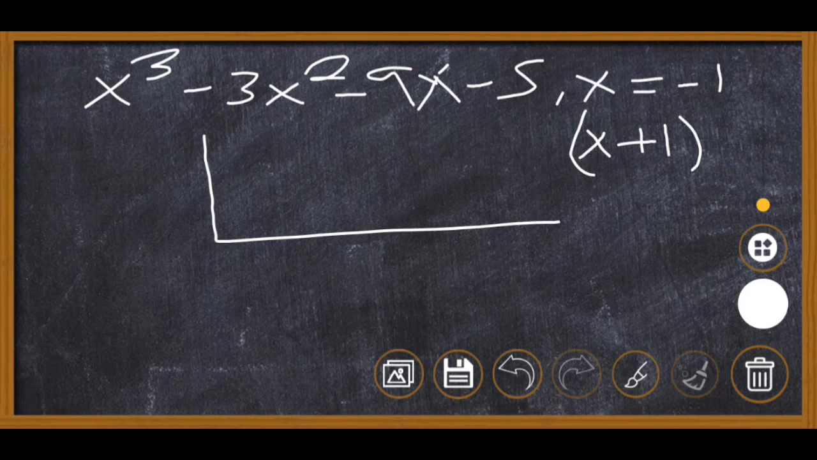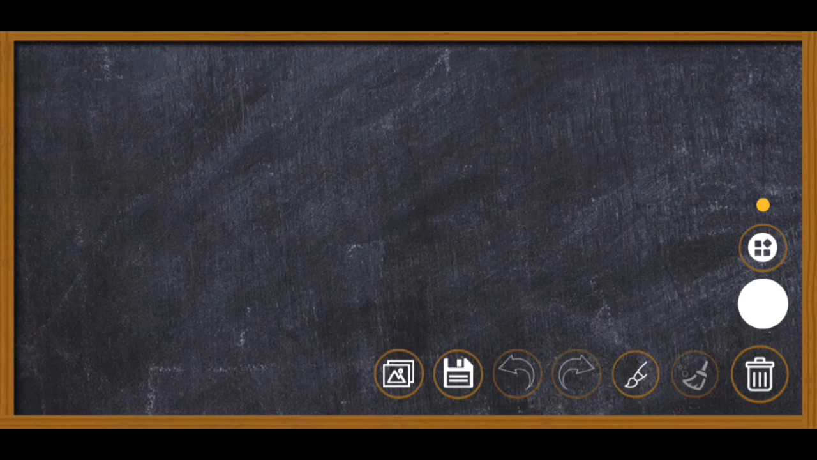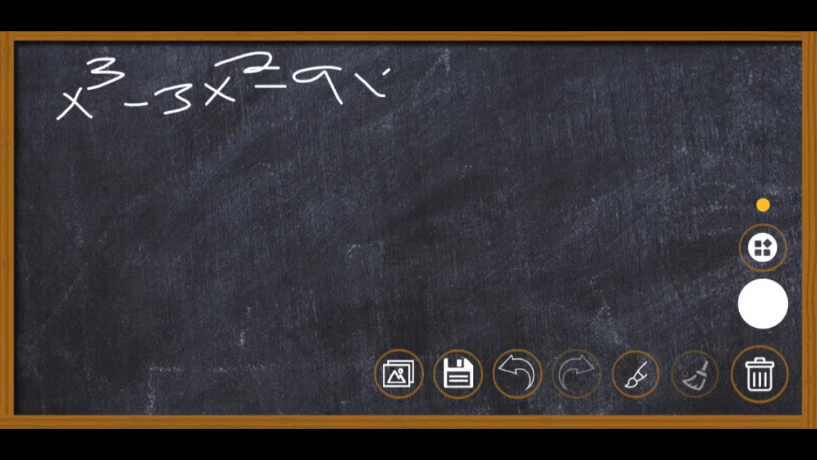So here, we know that the value of the divisor is giving us -1. So here we are going to have -1, and then we are going to write the coefficients of x values. Okay, let me just write. Sorry for the disturbance. So here we had x^3 - 3x^2 - 9x - 5, where we had the divisor equal to -1, which of course we can write as x + 1.